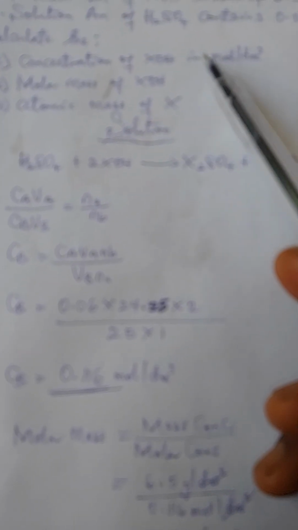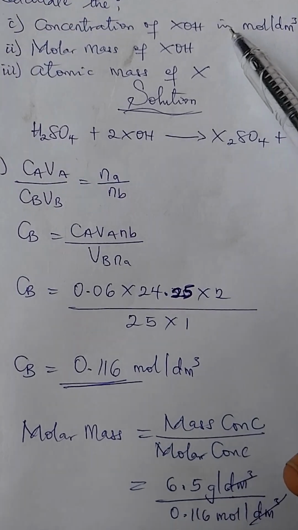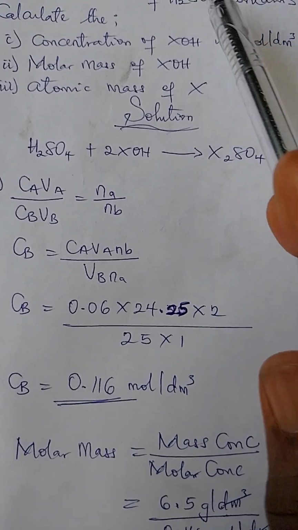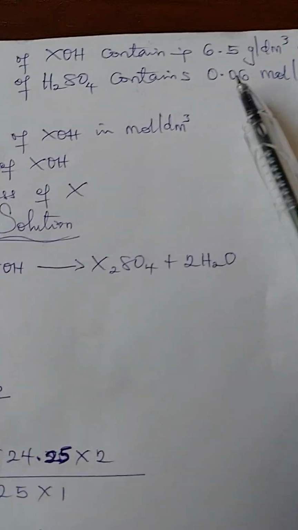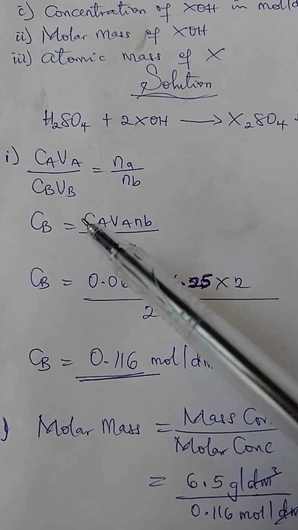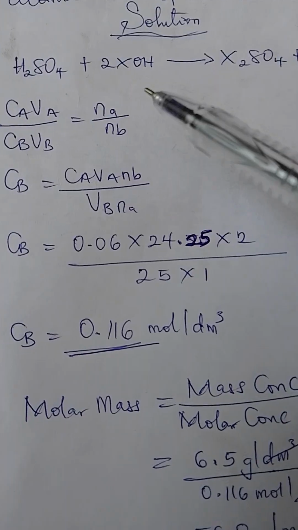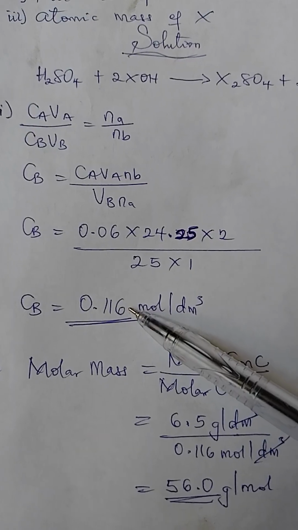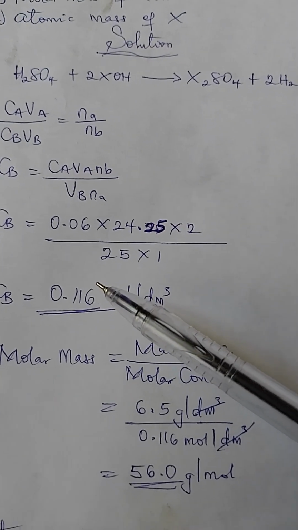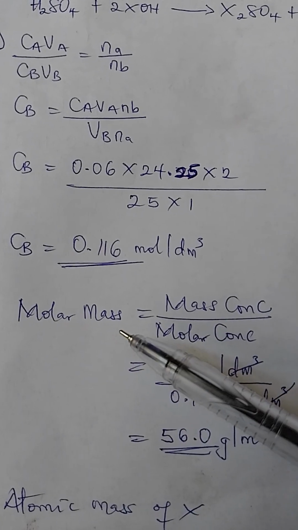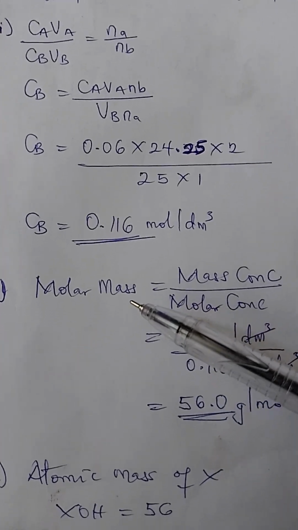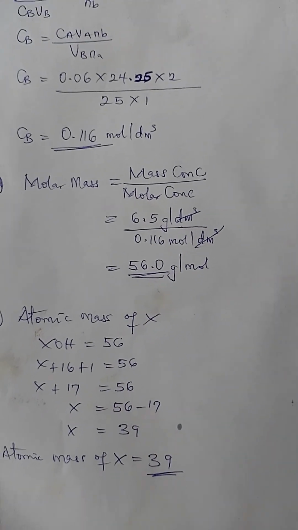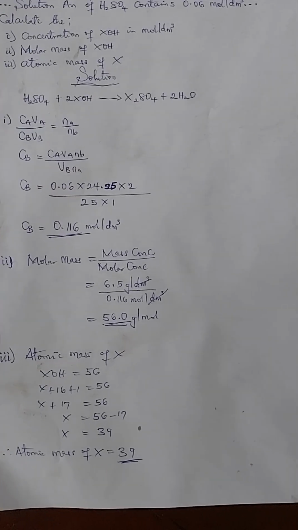Some students will jump to using the formula molar conc equals mass conc over molar mass. No, you don't know what the value of X is. So that's why they gave you something like this. So use the common one that we have been using, CAVA, to calculate the concentration of the base in mole per dm cube. After you have balanced your equation to get ratio 1:2 of acid to base, you then use this formula, molar mass, for your solution to get the molar mass of the XOH. And when you have done that, you now use that to find your atomic mass as it is put here. Very simple, very simple.